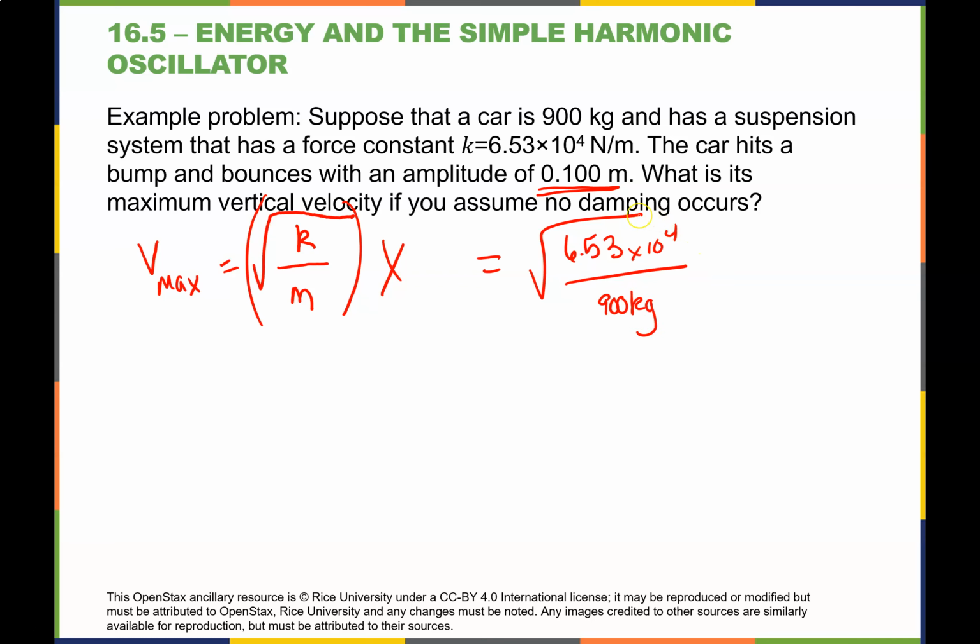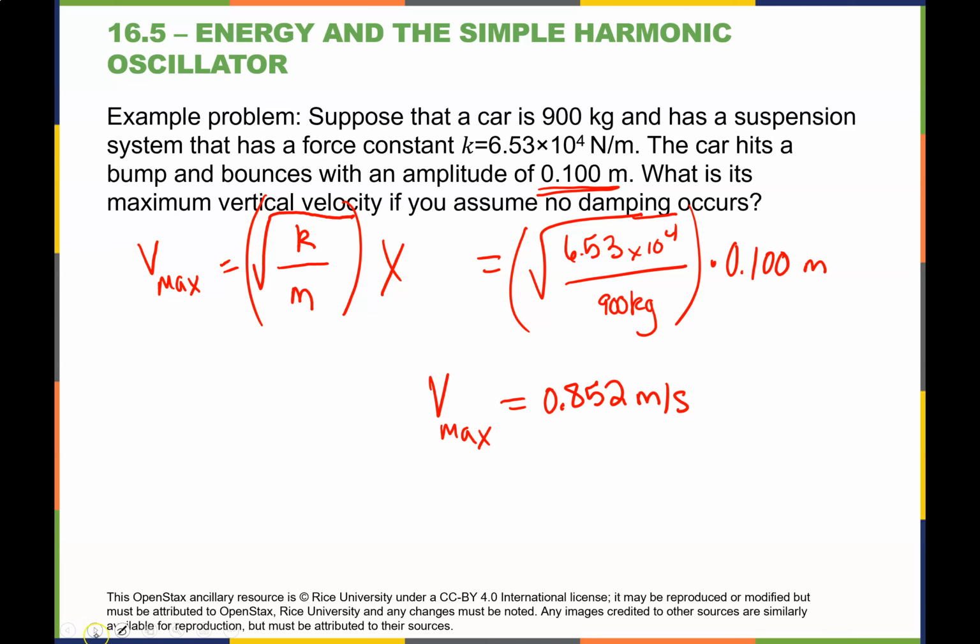Remember, mass should be in kilograms, so it's already pretty good. We're going to multiply the whole thing by 0.100 meters. And we're going to get that the maximum velocity, and this is assuming no damping. We'll talk about damping in section 7. It says the maximum velocity of the car on the bump is going to be about 0.852 meters per second.